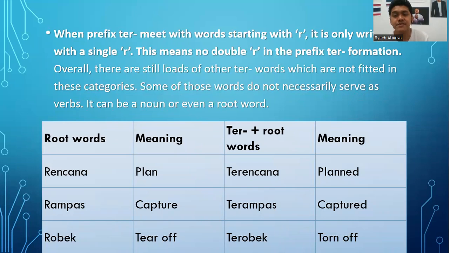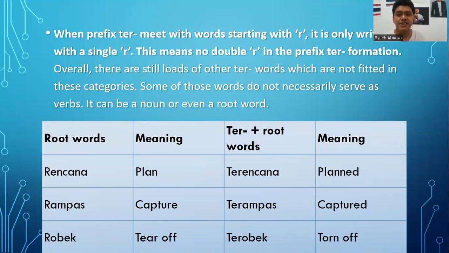So, next, when the prefix ter meets words starting with R, it is only written with a single R, which means there is no double R in the prefix ter form. Thus, overall, there are still loads of other ter words which are not fitted in these categories. Some of these words do not necessarily serve as verbs, and it can be a noun or even a root word. For example, rencana. Rencana means plan. It becomes terencana, meaning planned.